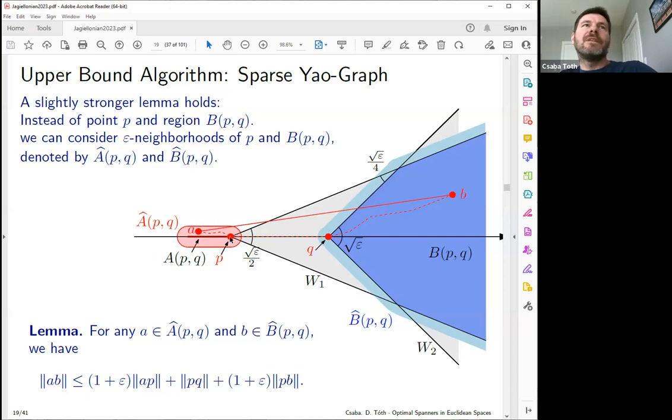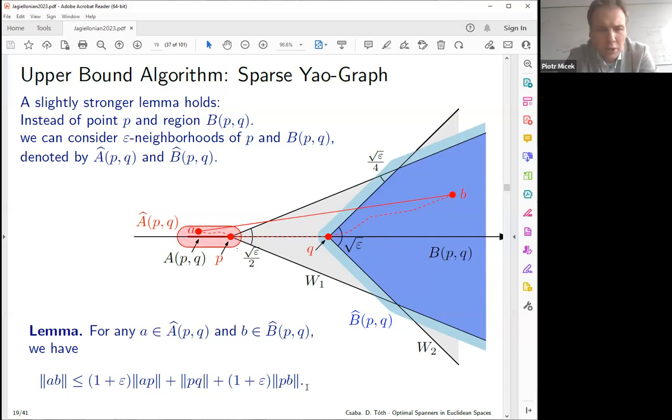But if we already have the PQ edge in our graph, and if we already have by induction a 1+epsilon path from A to P, and another 1+epsilon path from Q to B, then the concatenation of these three things, so A to P, then a direct edge from P to Q, and then a path from Q to B, these together would be a 1+epsilon path.